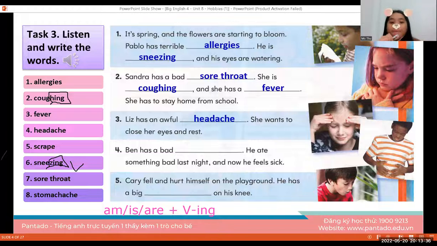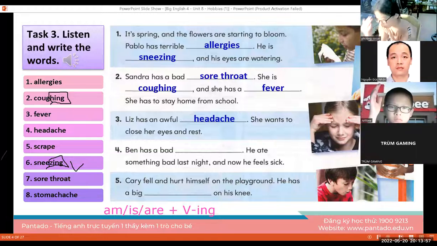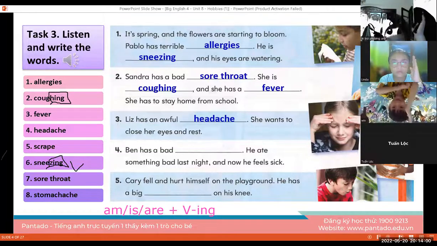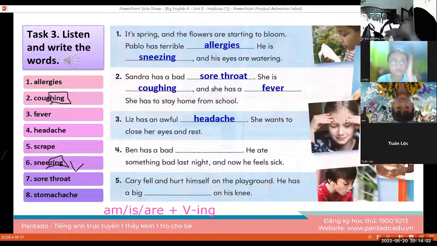Now, number four. Ben has a bad, something bad. He ate something bad last night and now he feels sick. Cảm thấy rất là mệt. Cảm thấy rất là giống như là mình bị ốm á. Ở trong người mình đang bị ốm á. So look at this picture. He is putting his hands on his belly. So what's wrong with him? Who knows the answer for this one? Okay, Phương Anh, please, can you help me with this one? What is the answer here?